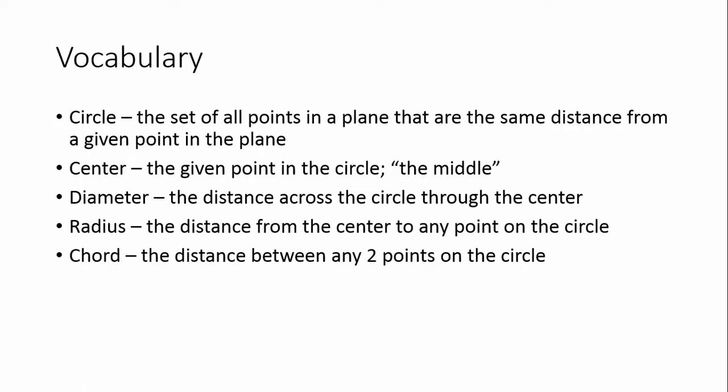A circle is the set of all points in a plane that are the same distance from a given point in the plane. That given point is the center of the circle, or the middle. The diameter is the distance across the circle, but it needs to go through the center. The radius is the distance from the center to any point on the circle. It's also important to note that the radius is half of the diameter. Finally, a chord is the distance between any 2 points on the circle, and it does not necessarily need to go through the center.